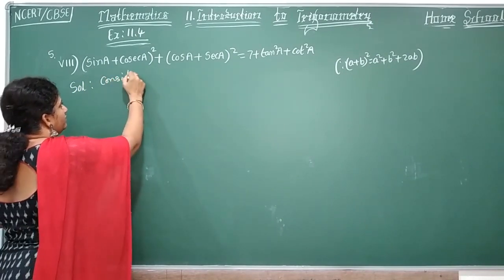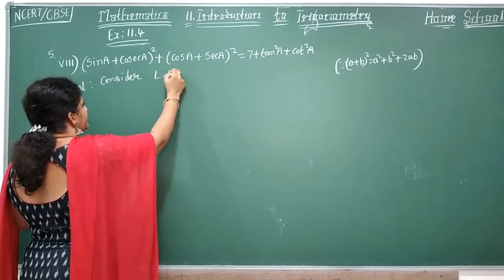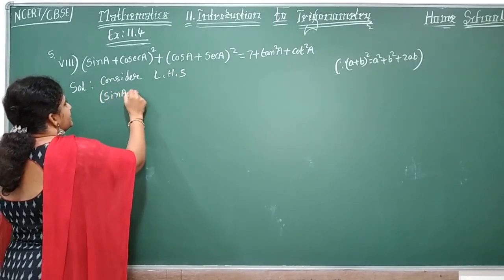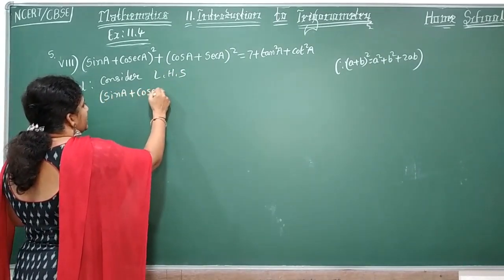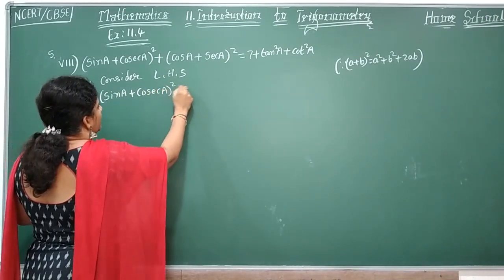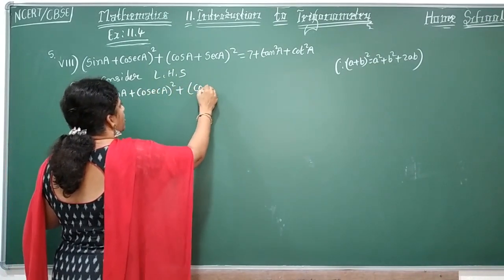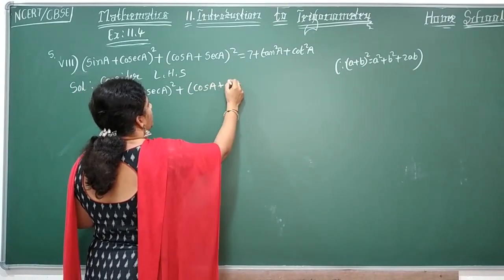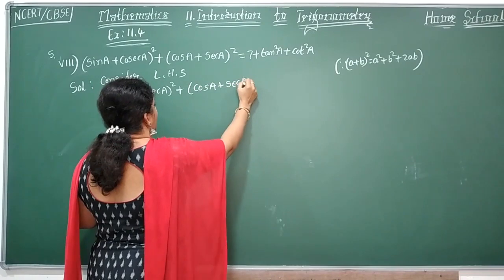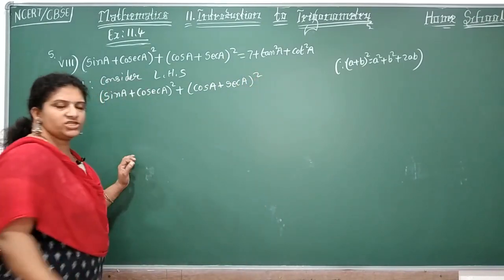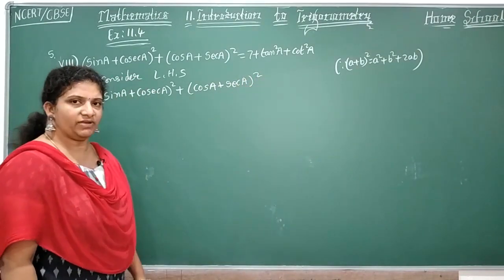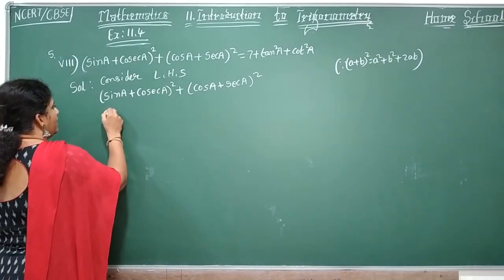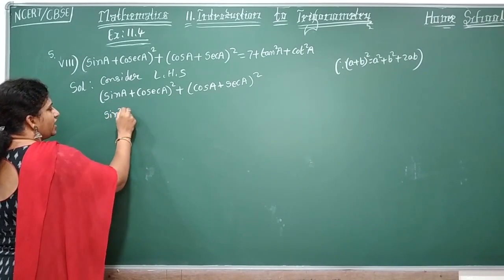Consider LHS, that is left hand side. (sin A + cosecant A) whole square + (cos A + secant A) whole square. Okay children, now apply the formula. What is the (A + B) whole square formula here? That is A square. What's your A value?